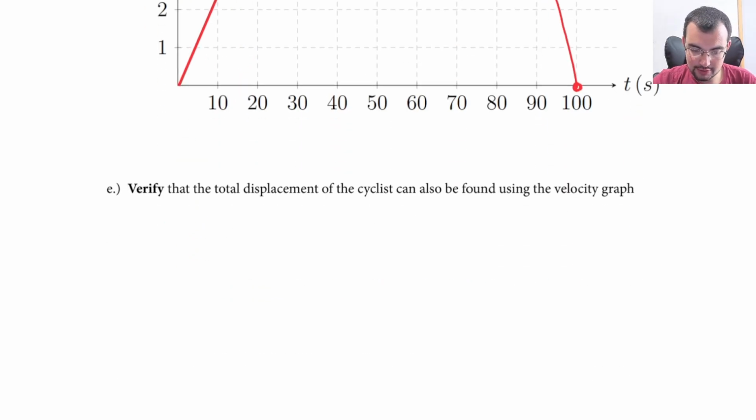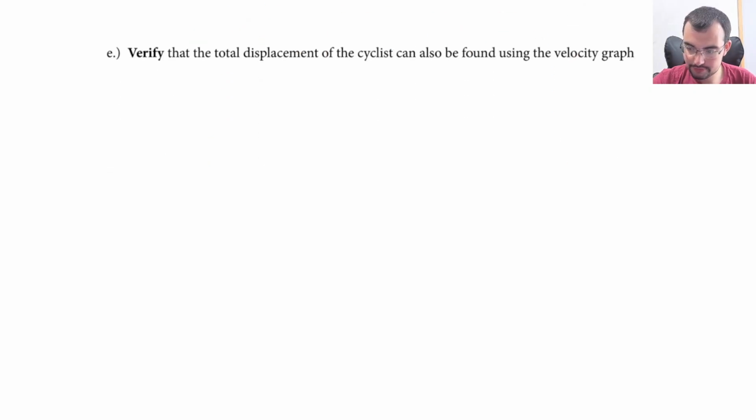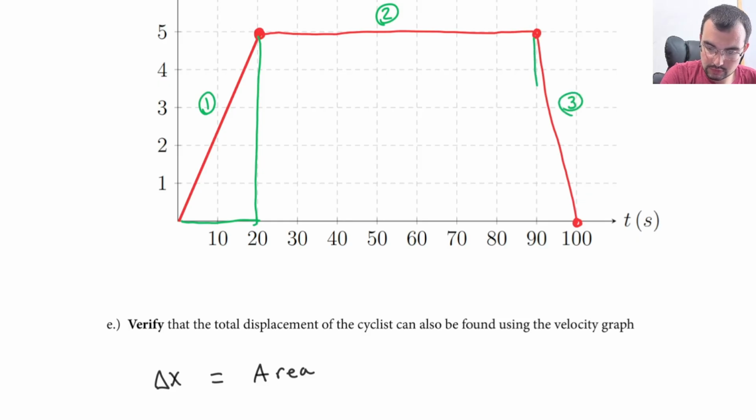All right, verify that the total displacement of the cyclist can also be found using the velocity graph. Well, delta x would just be the area of the velocity graph. So we can break this into 3 segments if we would like. This is segment 1, this is segment 2, this is segment 3. It's a very skinny triangle.